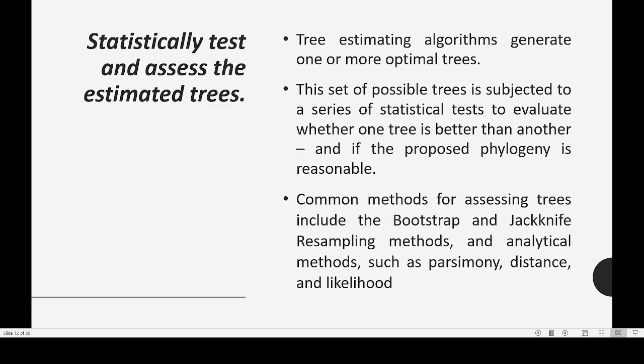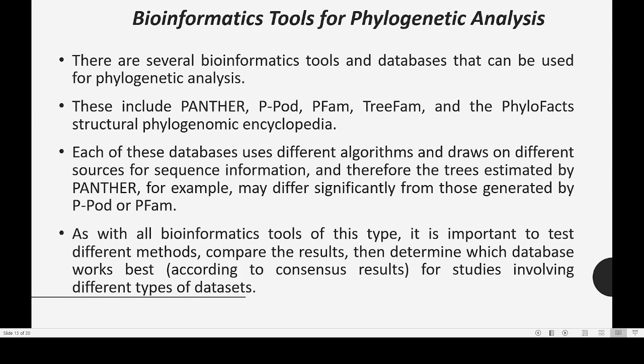So that is a beginning. And there is also software for that, for example bootstrap, jackknife, and resampling methods. These are some of the methods we use for analyzing which is the best tree based on statistical probability. Then there are bioinformatic tools for phylogenetic analysis. Here you can find there is also plenty of software.